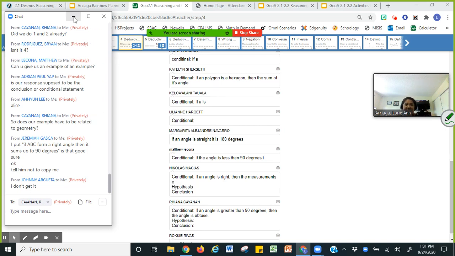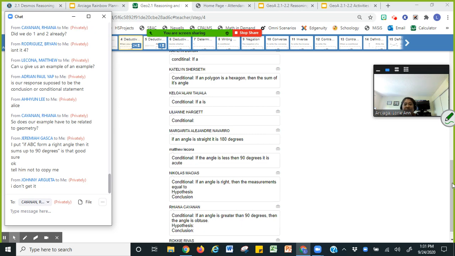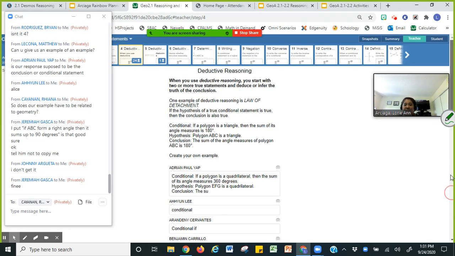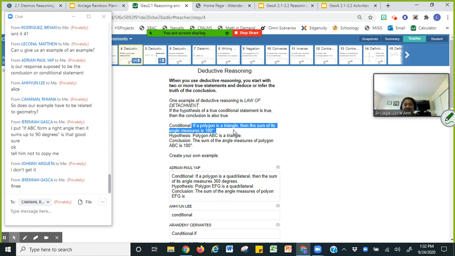Yes? Thank you. So Johnny, we're going to write like a conditional statement. Something like you see on this slide. So you come up with a general rule. If a polygon is a triangle, then the sum of the angles is 180. Thank you, Jeremiah. And then you will give a specific example to which the hypothesis applies. There you go. And then for the conclusion, you just state the last portion of your conditional.